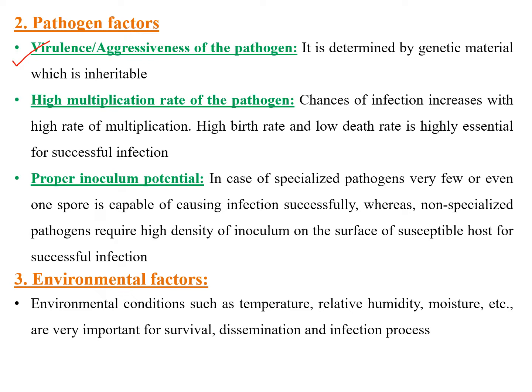And coming to the third factor which influences the infection process, the environmental factors. Environmental factors also play a very important role in the establishment of successful infection by a pathogen. Like temperature, the relative humidity available during the infection process, and moisture available on the host plant, these are very important for survival, dissemination and infection process. So these environmental factors will determine the three processes: survival, dissemination and infection process. The total infection chain depends on all these environmental factors.